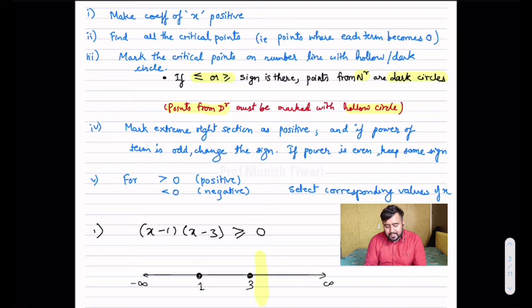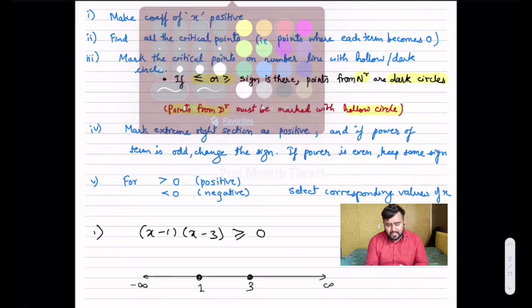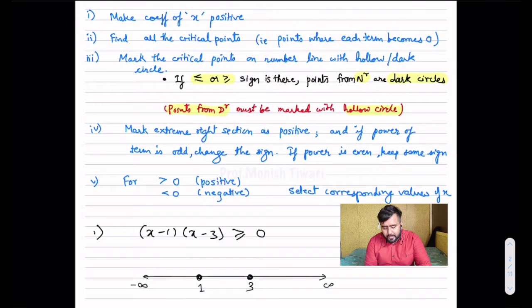Means what? Here, this section is the extreme right section. So, I will mark it as positive. Now, why positive, and what does this positive even mean? So, this positive here means that numbers greater than 3, if substituted in this inequality, will result in a positive value. Does it seem false to you? If you want to check, let's try. I will take x as 4 and substitute here. So I will get the value as 4 minus 1 times 4 minus 3. That is 3, which is a positive quantity. So I hope I am very clear with this particular step.